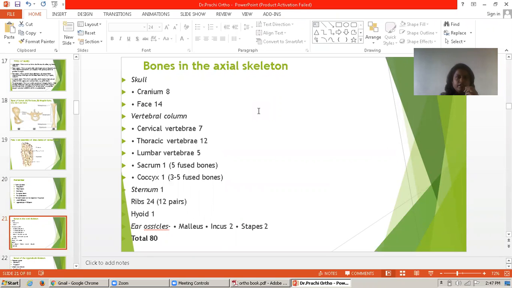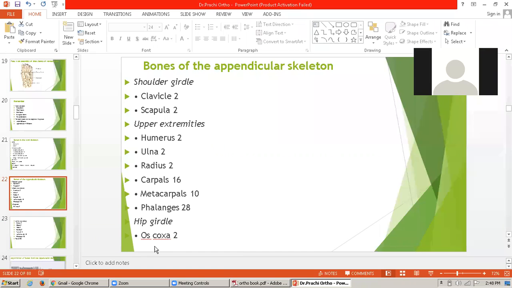So, in that we learned that the bones in the axial skeleton contain the skull, 8 cranial, 14 facial bones, and in the vertebral column 7 cervical, 12 thoracic, 5 lumbar, 1 sacrum, 1 coccyx, 1 sternum, 24 ribs, 1 hyoid. Ear ossicles are malleus 2, incus 2 and stapes 2, so the total is 80.